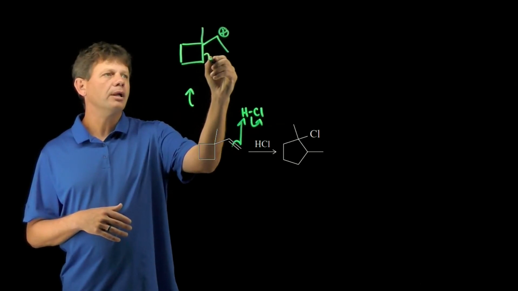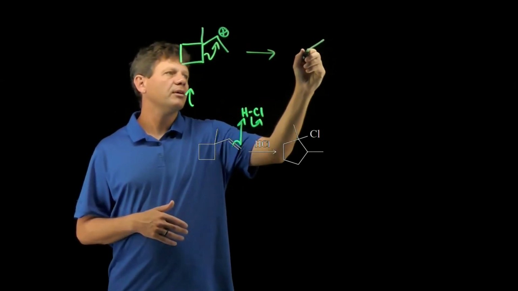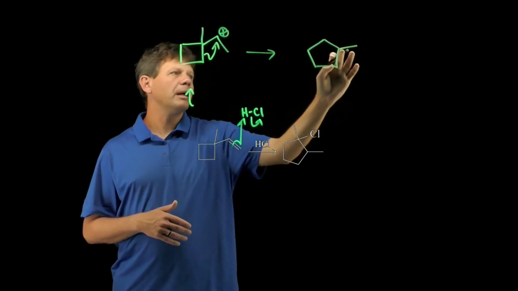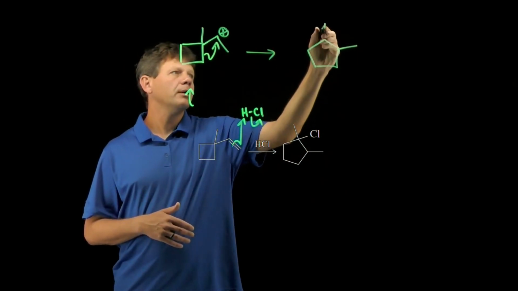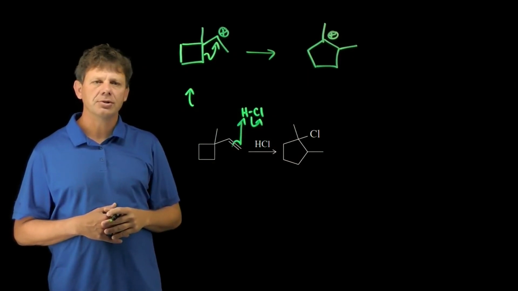So let's show that rearrangement. That alkyl group shifts over. That's going to give us a 5-membered ring, where we now have this methyl group is this methyl group. This one here is now the carbon that has a positive charge.